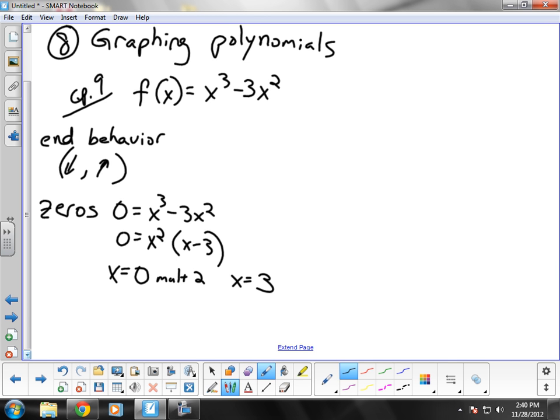Let me give you your assignment. Page 348, 3 through 72, multiples of 3. And you just go through here and you find these points, and you'll plot the points, and then you're just going to draw the graph.